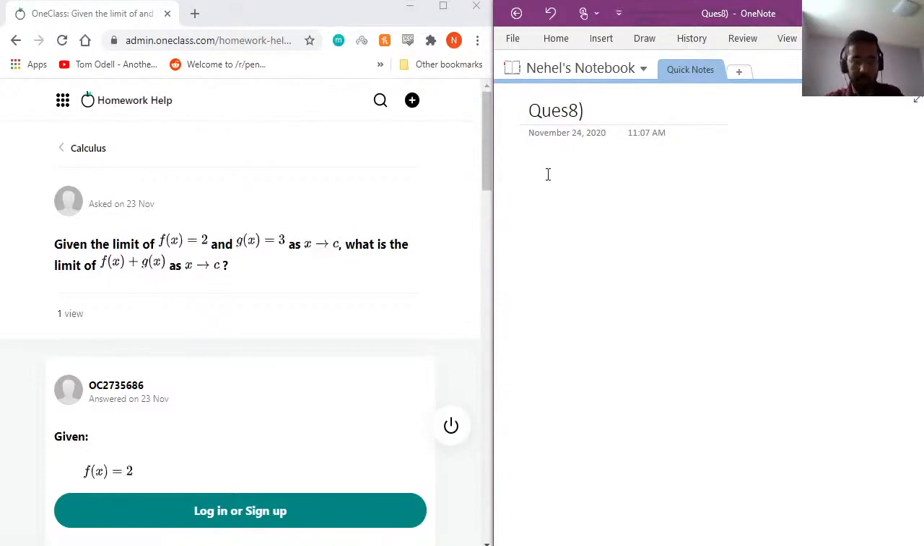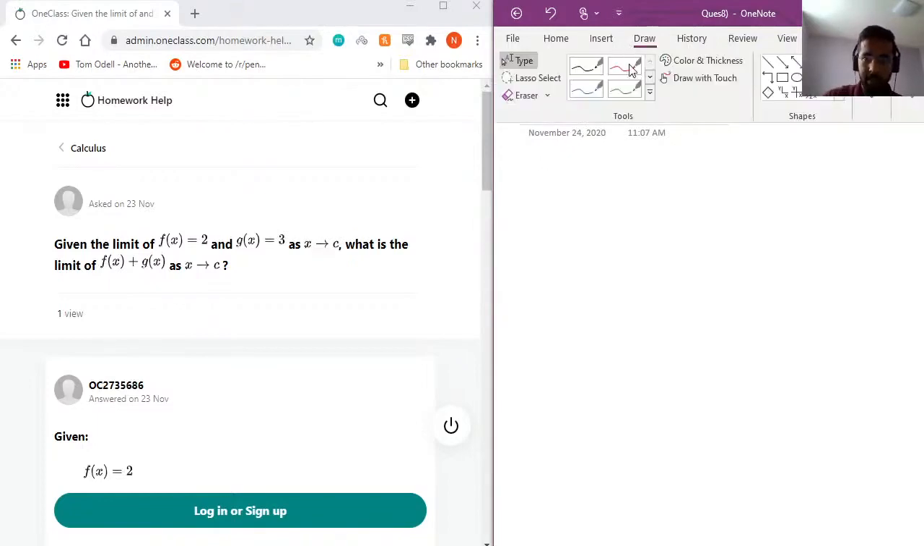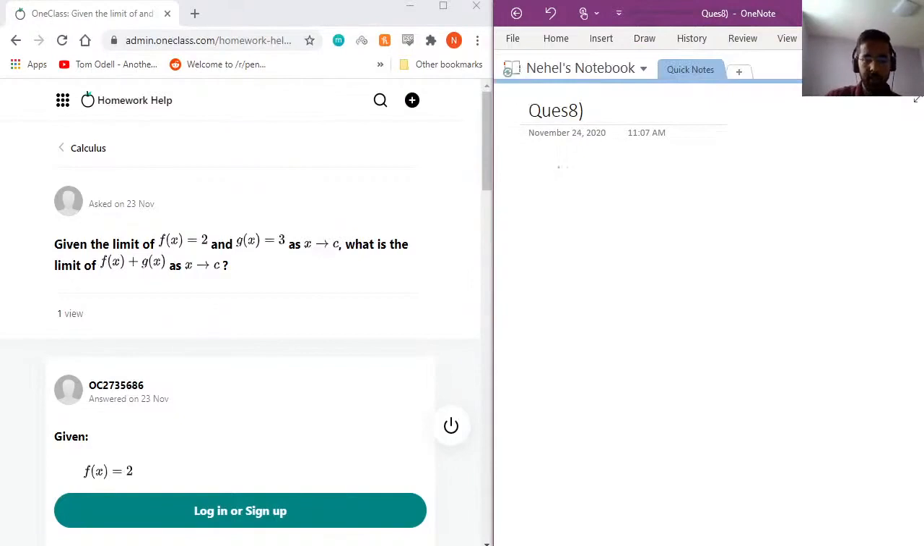Right. Next up is question 8. This question is asking for the limits of a function as it tends to a particular value. This is also again a bit of a higher level question, but it's fairly straightforward if you know how limits and some of the few formulas for limits work. So let's write the question down.